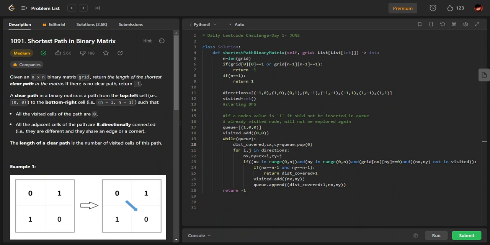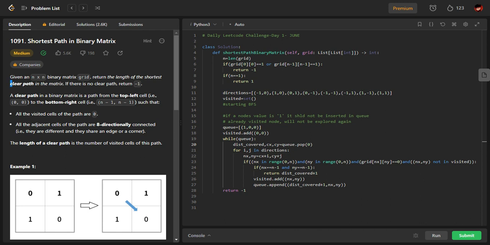As the word shown here, binary matrix, which clearly means that there are going to be two kinds of values here, zeros and ones. We need to find the shortest path between what nodes, we'll be seeing in that question. First thing they've given is it's an n cross n matrix. That means one thing is very clear, it's a square matrix. They are calling it a grid. That's fine. Return the length of the shortest clear path.